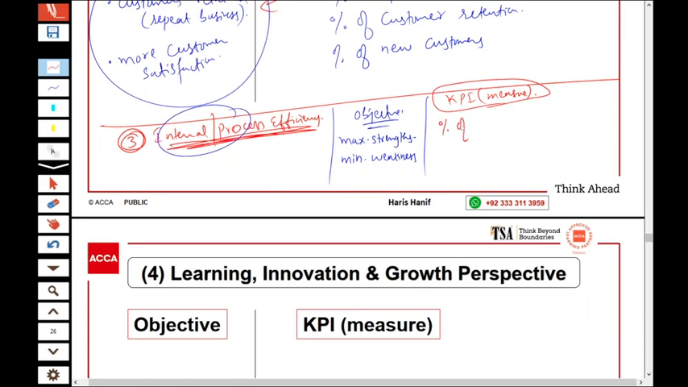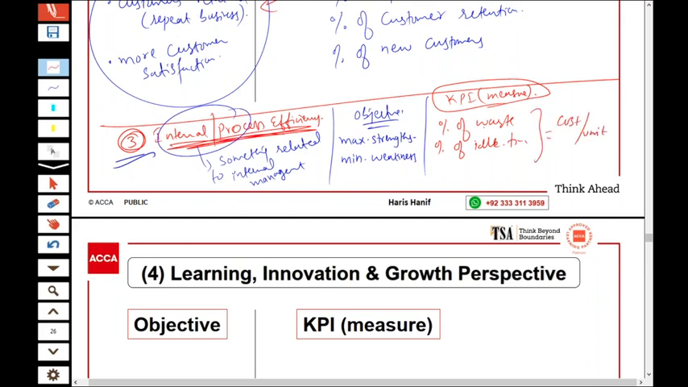The KPI is percentage of waste. Internal process efficiency means something related to internal management. So you can measure the percentage of waste, the percentage of idle time, and obviously you can measure through cost per unit. If your percentage of waste is low, that means your cost per unit would be low. That means you are more efficient internally from your organization side. I'm waiting if you people want to note it down or click the picture.